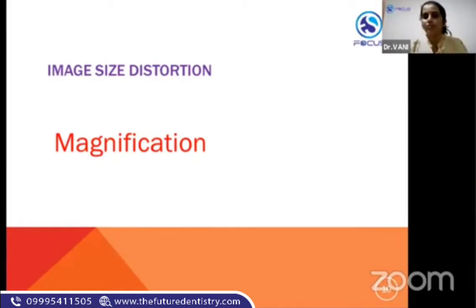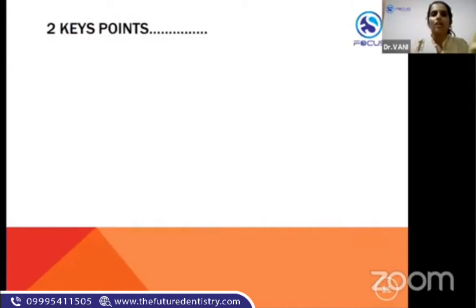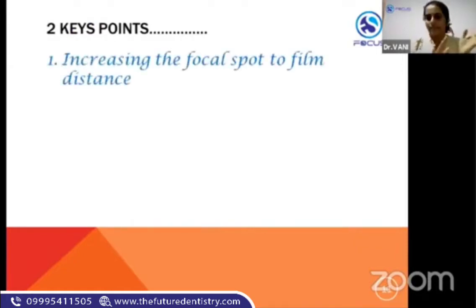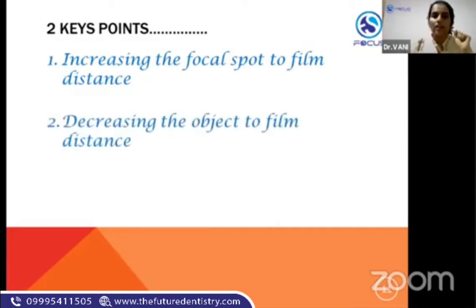So how can you reduce that image size distortion or magnification? For that, you need to remember two key points. Those are the same as in the other one. You have to increase the focal spot to film distance and reduce the object to film distance, same as points 2 and 3 in the previous section. That is, the distance between the focal spot and the object or the film should be more, while the distance between the object and the film should be less.